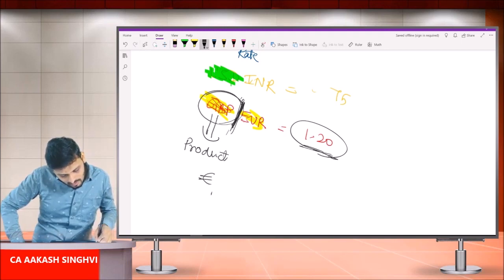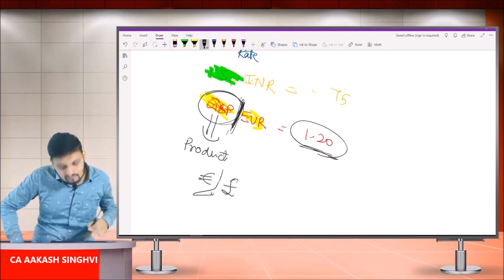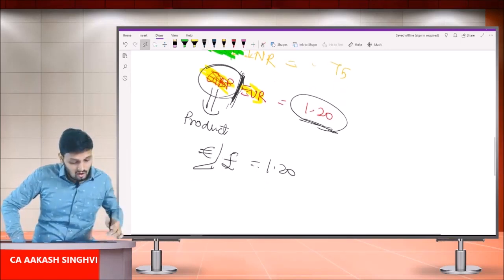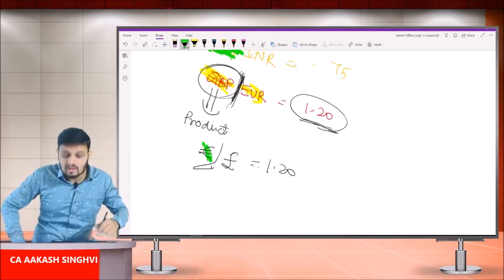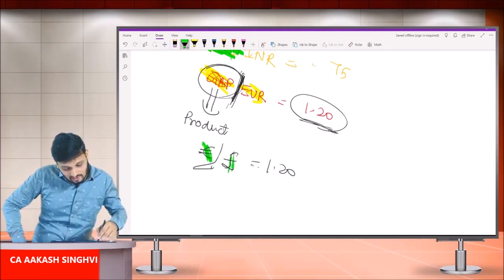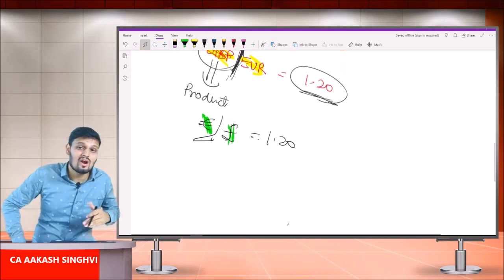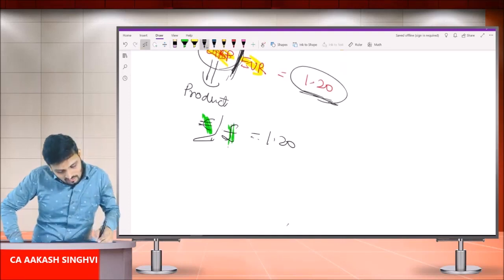But if they are not giving an ISO code, they will give you something like euro per pound equals 1.2. Here it is not the rate of euro, here it is the rate of pound. Why? This is not an ISO code. So when they are not giving you an ISO code, whatever is the denominator, that is the product.